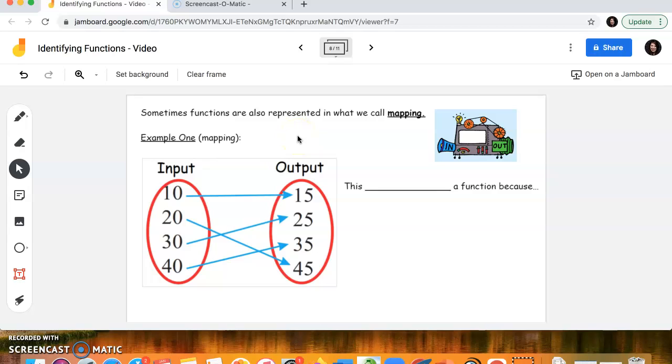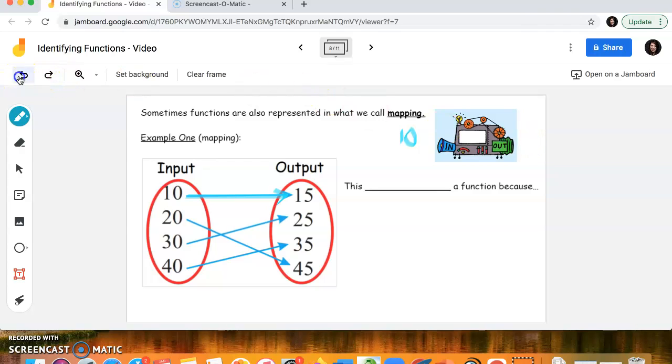On this one, it's the same idea. We've got our inputs and our outputs, and we just need to figure out: is this a function? As you can see, we've got these lines, and this shows us that the 10 here only has one output, and that number is 15. So when you put in the number 10, it only has one output, and that output is 15. So far it looks like a function.